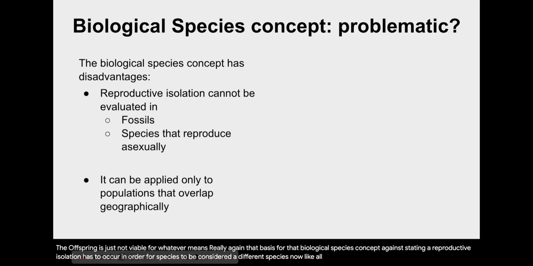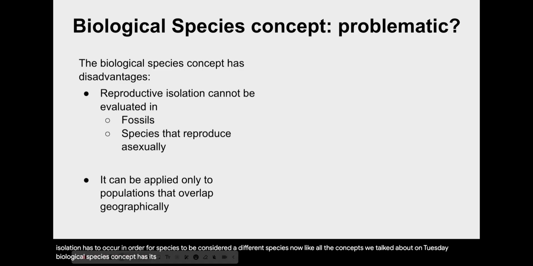Now, like all the concepts we talked about on Tuesday, the biological species concept has its pros and its cons. The disadvantage is that we can't look at this for fossils, because we don't know how they behaved, how they interacted. And we can't look at this for species that reproduce asexually. If a species reproduces asexually, it's not going through meiosis, and it's not even going to create gametes. And it really can only be applied to populations that overlap geographically.